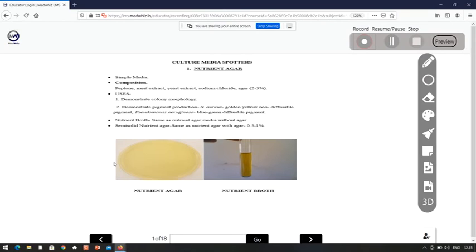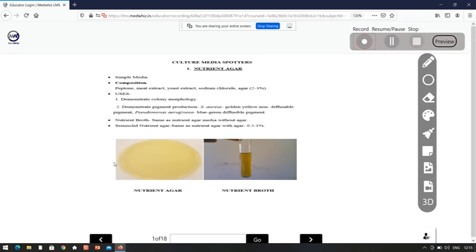In order to demonstrate the growth of these microorganisms, we need culture media, that is, artificial supporting nutrients to grow these microorganisms. We have various types of culture media. Let us discuss them one by one.